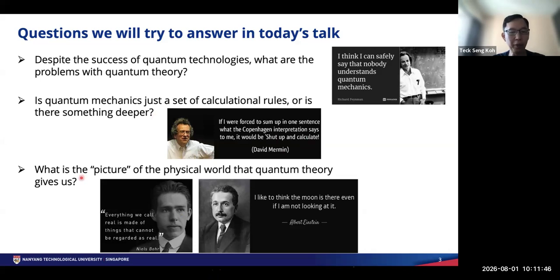And finally, a deeper question. As this second question suggests, what is the picture of the physical world that quantum theory gives us? Because Niels Bohr, one of the founding fathers of the theory, says that everything we call real is made of things that cannot be regarded as real. What is reality? But Einstein likes to think that the moon is there, even if he's not looking at it. So, profound questions. I don't know if we can really answer them, but we can shed light on why these questions come about.